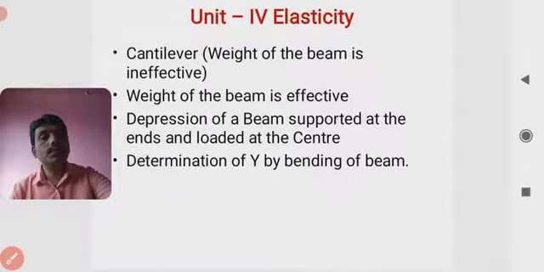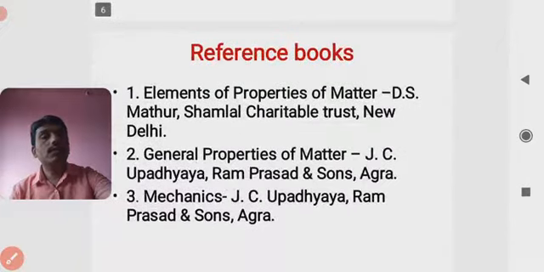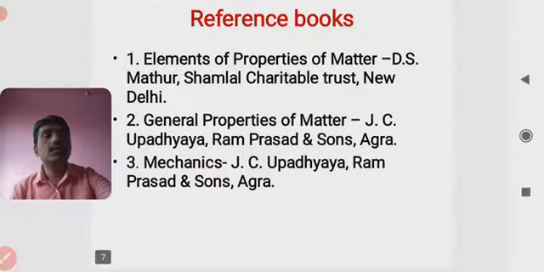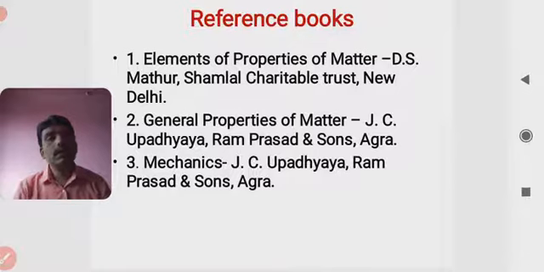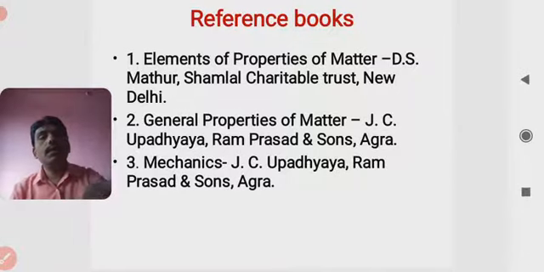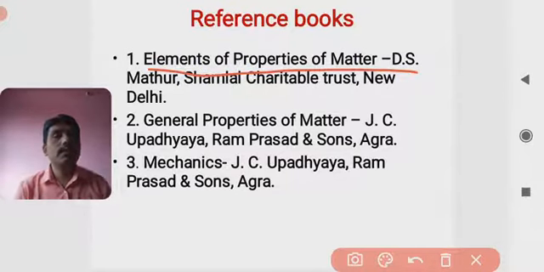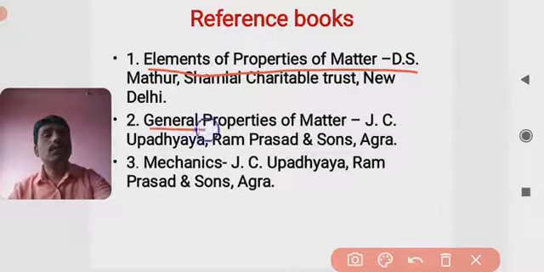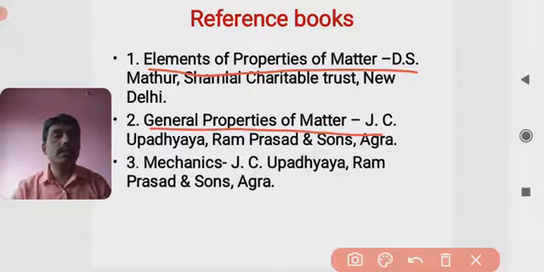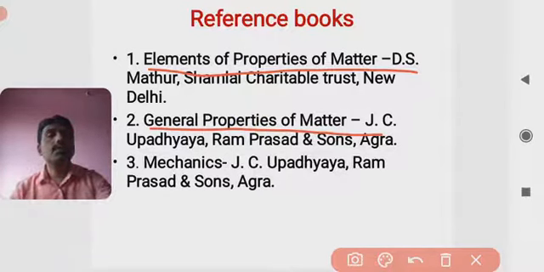Now, what are the best books for referencing is also an important part. One book is sufficient for all four units: Elements of Properties of Matter by D.S. Mathur. This book is very useful for the syllabus, whatever the four units we have. Again, you can go for General Properties of Matter by J.C. Upadhyay. And another one is Mechanics only.